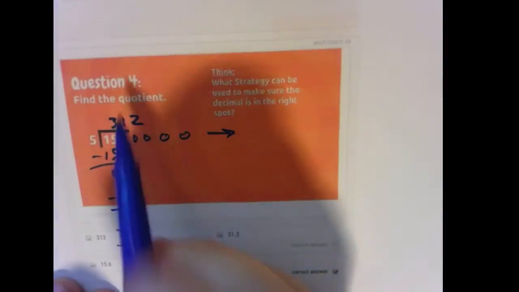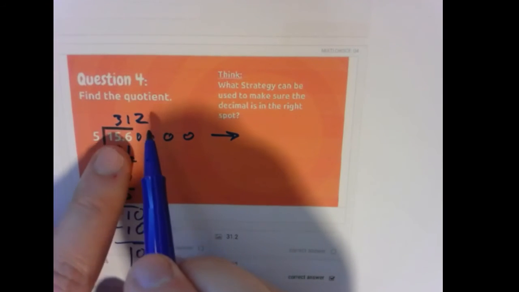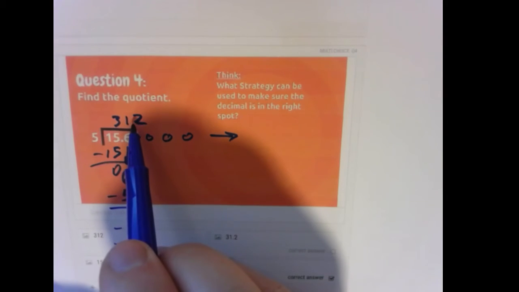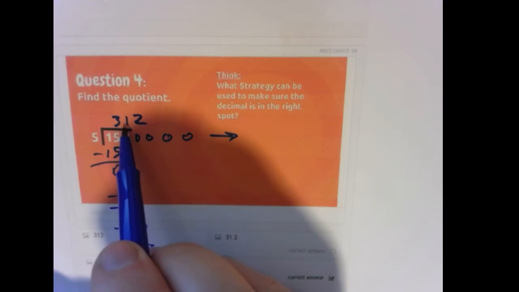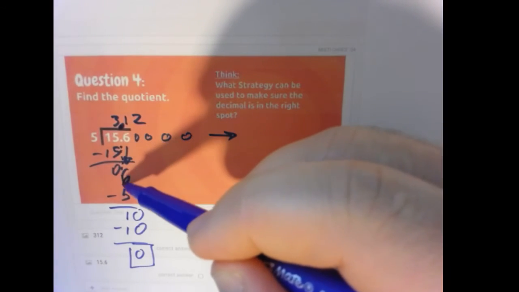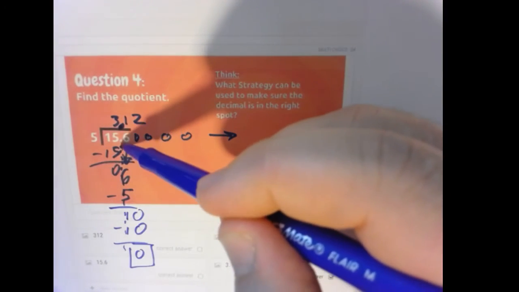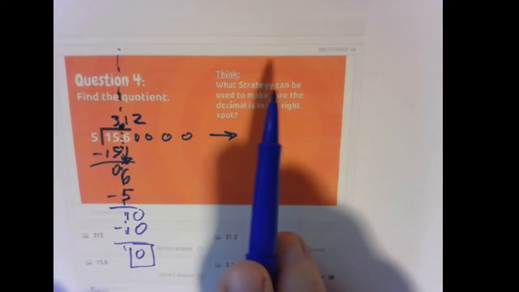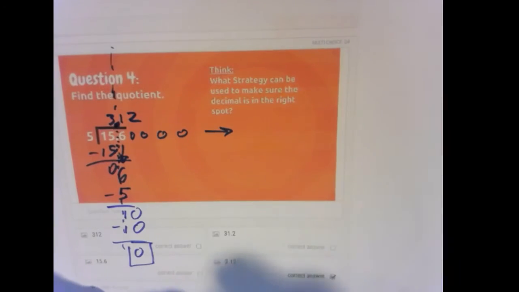So then we have to see what makes sense. Does 5 fit into 15 312 times? No. Does 5 fit into 15 31 times? Doesn't make sense either. 5 fits into 15 about 3 times, a little more. Okay. Now, if we're very neat with our work, we can picture where the decimal is going to fall, going up and down. By using that strategy, we can double check our work to make sure we place the decimal accurately. That's 3.12.